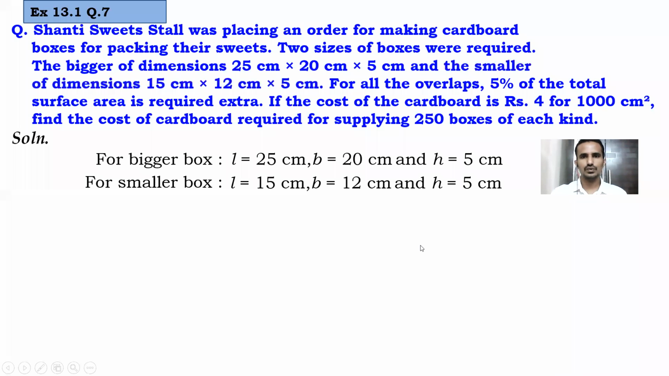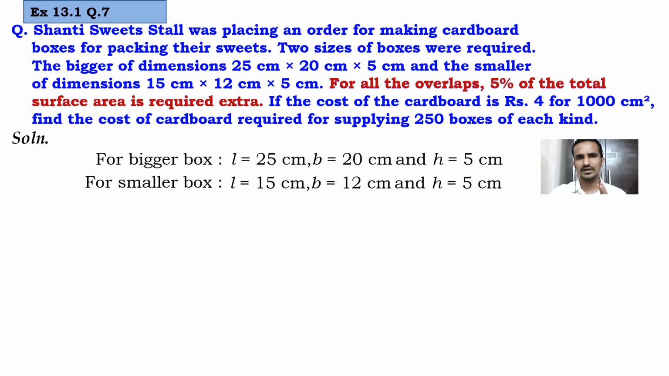Now here we have to find the surface area. Along with the surface area, for all the overlaps, 5% of total surface area is required, which is extra. And we have to find the total cost of cardboard, given the rate is 4 rupees for 1000 centimeter square, required for supplying 250 boxes of each kind.